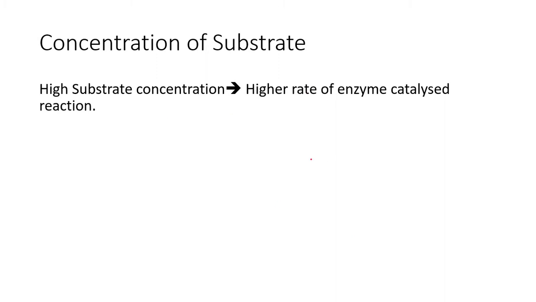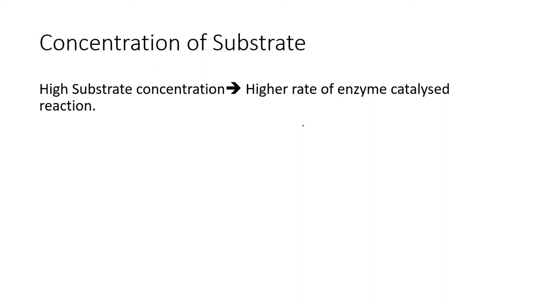In this case, we assume that the concentration of enzyme is constant. So at a constant concentration of enzyme, what happens when you increase the substrate concentration? The rate of enzyme catalyzed reaction increases.